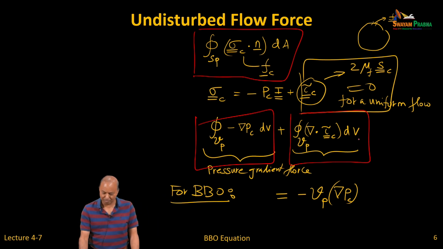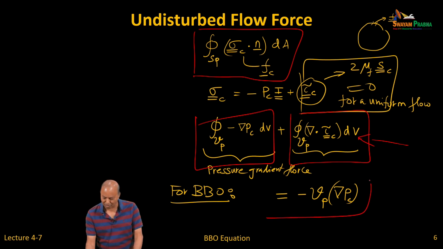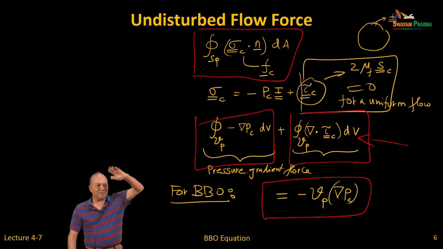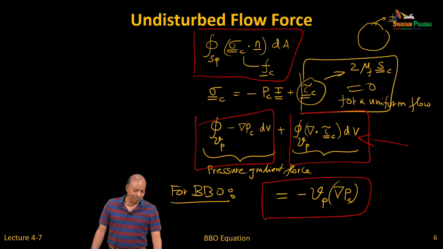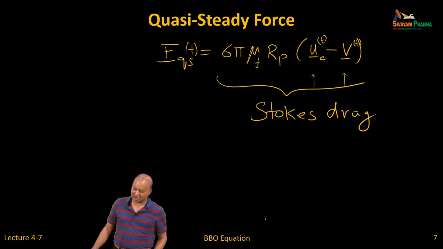Okay, so for the BBO case, if the undisturbed flow is uniform, it doesn't have any gradient, so there is no viscous stress. It's only pressure. So in the BBO equation, that's why what you get is the pressure gradient force due to the undisturbed flow. For example, this pressure gradient could be simply due to buoyancy. In other words, as you go down, pressure is increasing, therefore you get a buoyancy force up. So the undisturbed flow is not a problem. It's always easy to compute, so there is nothing difficult about this.